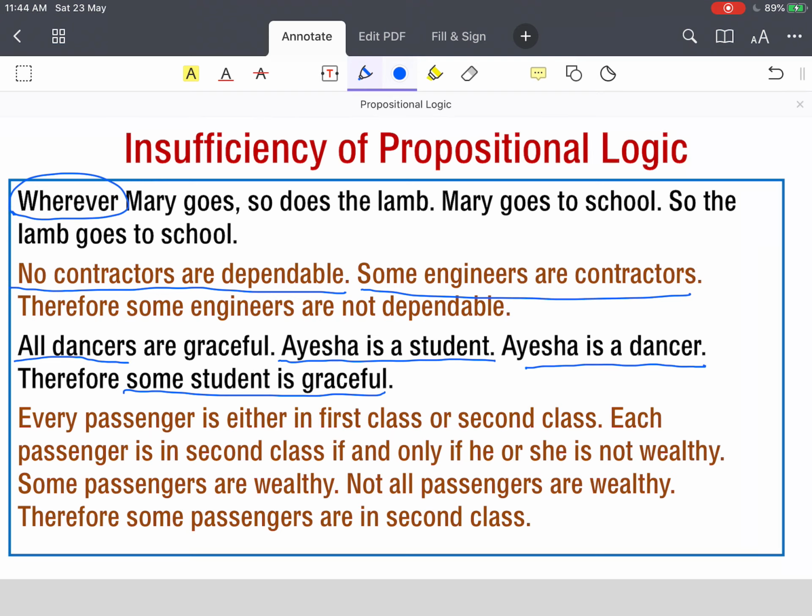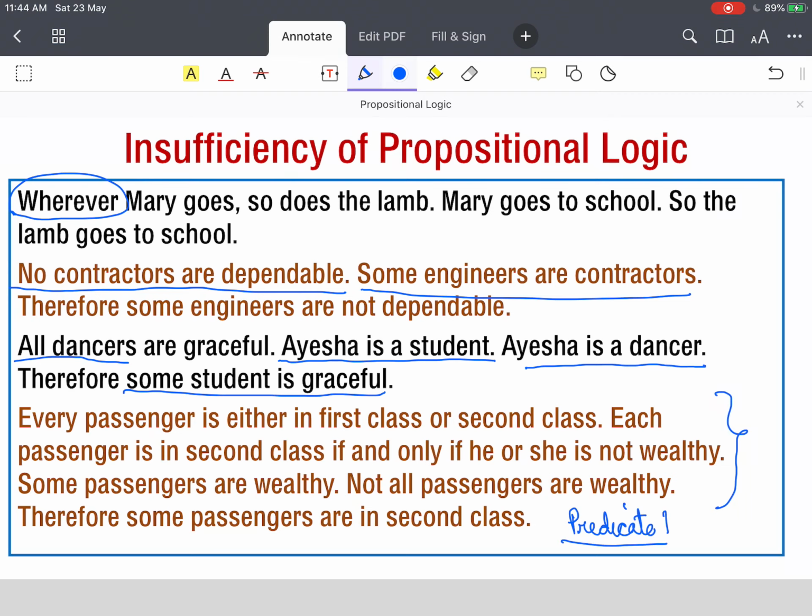Last example, every passenger is either in first class or second class. Each passenger is in second class if and only if he or she is not wealthy. Some passengers are wealthy. Not all passengers are wealthy. Therefore, some passengers are in the second class. As we see, while we can do a large set of problems and encode them in propositional logic, it is not sufficient for us for our deeper reasoning.